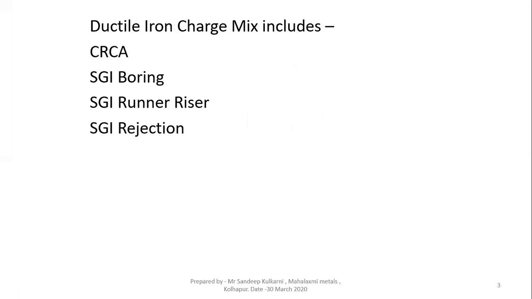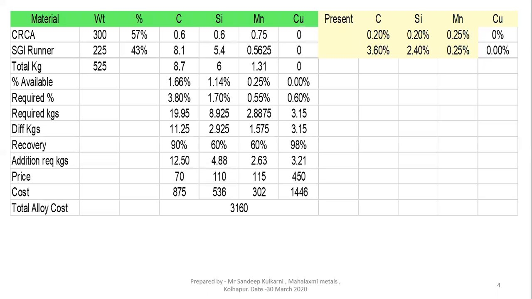contribution of the foundry. Ductile iron charge mix includes CRCA, AGIN boring, AGIN runner riser, and AGIN rejection. So we are going to see a first case where CRCA is 300 kg and AGIN runner riser is 225 kg. So the total charge is 525 kg, and we have an alloy cost of 3,160 rupees per heat.